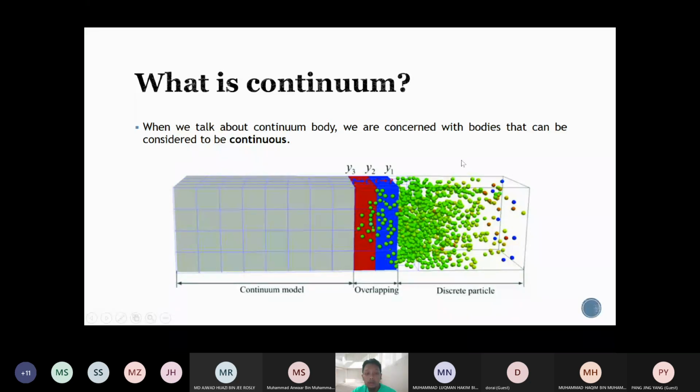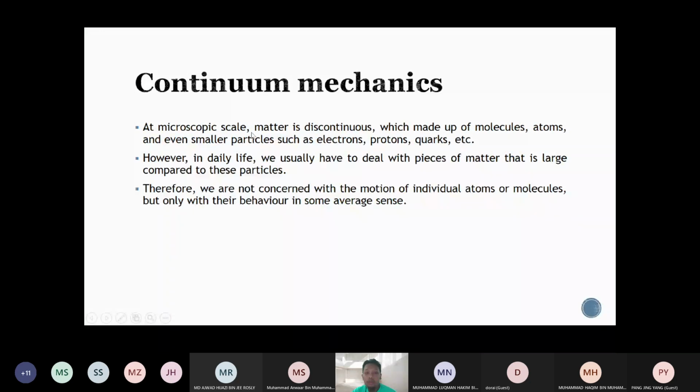So at microscopic scale, the matter is discontinuous. Microscopic scale means that at a very small scale, the matter is discontinuous. Discontinuous means dia tak bersambung. Okay? So this is made up of molecules, atoms, or if we zoom further, we can see that each particle is made up of electrons, protons, quarks, for example, and so on. But in daily life, we don't want to know the interaction between these particles. Usually we don't want to know, but in more fundamental physics research, maybe this is of interest.